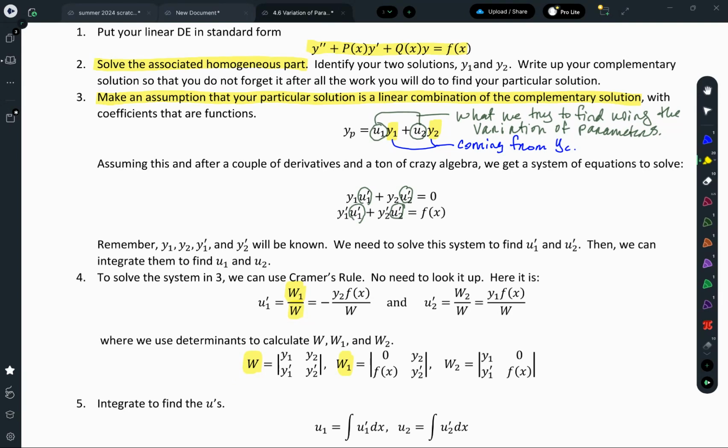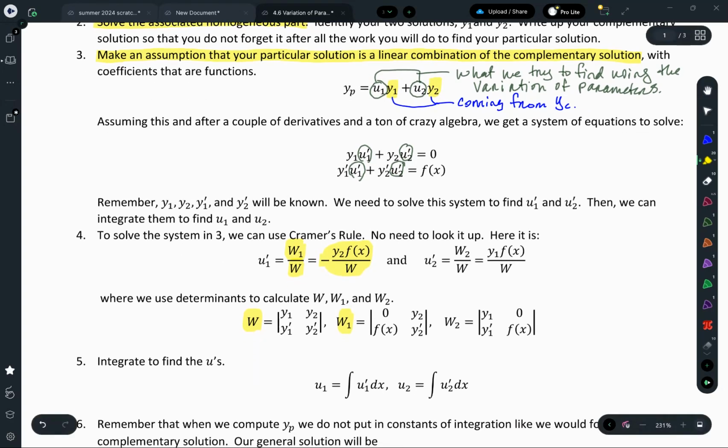The second row is their derivatives, their first derivatives. W1 says change the first column so that it's a 0 and the non-homogeneous term. The second column will remain y2 and y2 prime, okay? Then a shorthand way to look at this is just calculate W, and then we create this fraction where the result of the determinant W is in the denominator, and in the numerator we have a minus y2 times f of x.